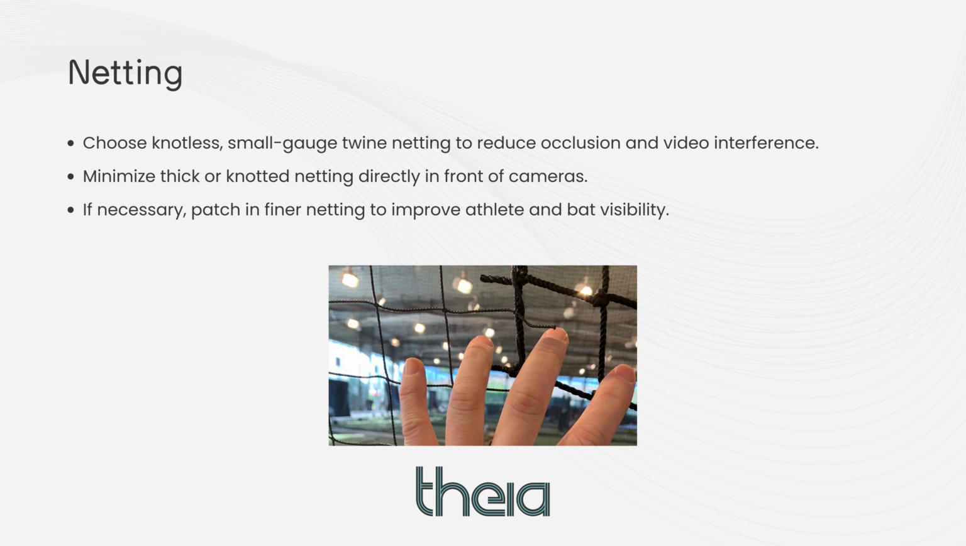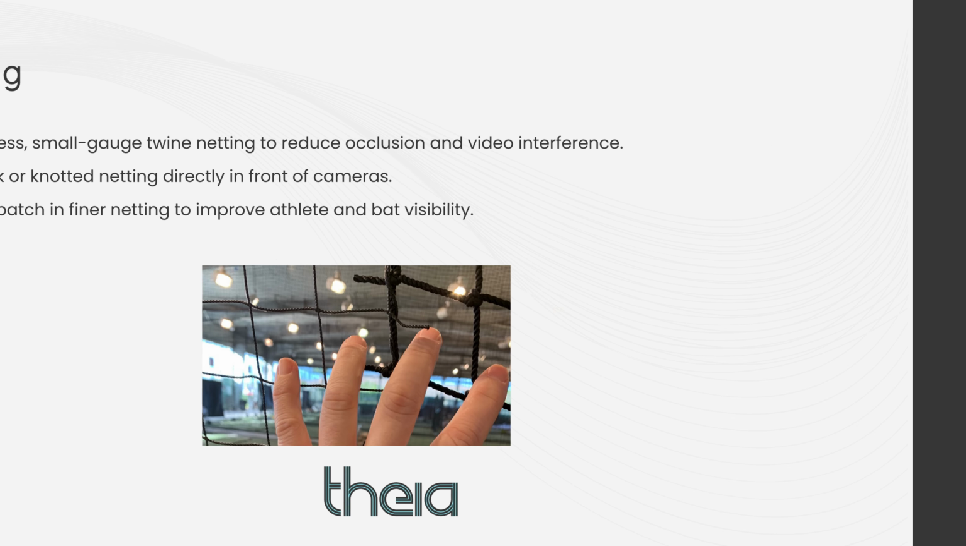Netting. For markerless motion capture applications such as batting that require protective netting, it is important to consider the impacts of the netting on the input video data quality. When setting up or adapting a capture volume for bat tracking, consider opting for knotless, small gauge, twine netting that reduces the video impact and occlusion of the athlete and bat. If thick, knotted netting exists, consider patching in more minimal netting directly in front of camera views.